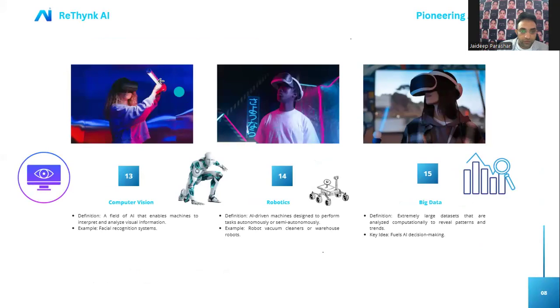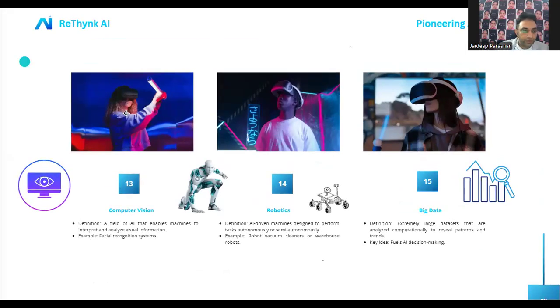Now let's talk about the next set of definitions. First, what is computer vision? Let's say there is natural language processing and the computer is going to understand it. But what about enabling the machines to understand or interpret images, or visual information?